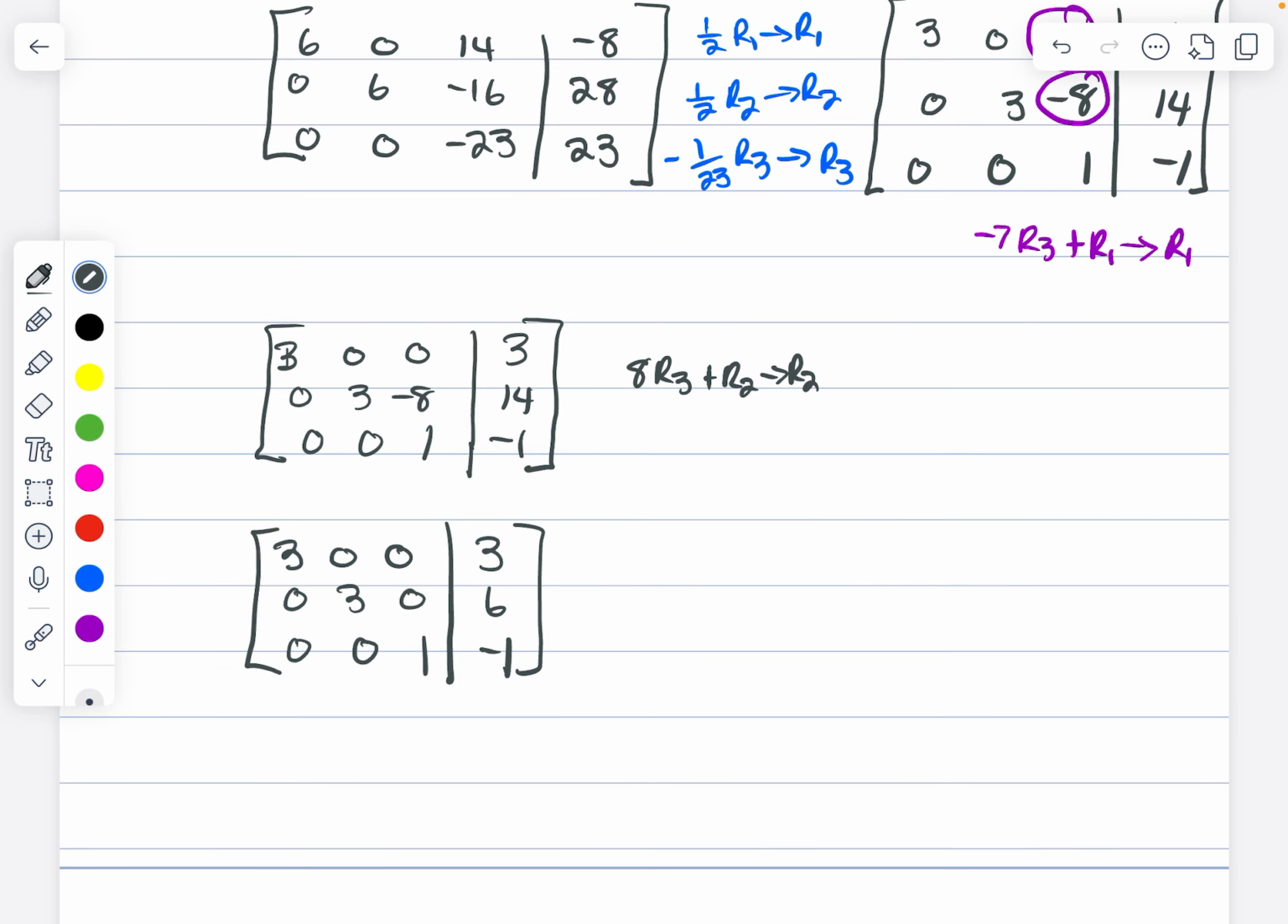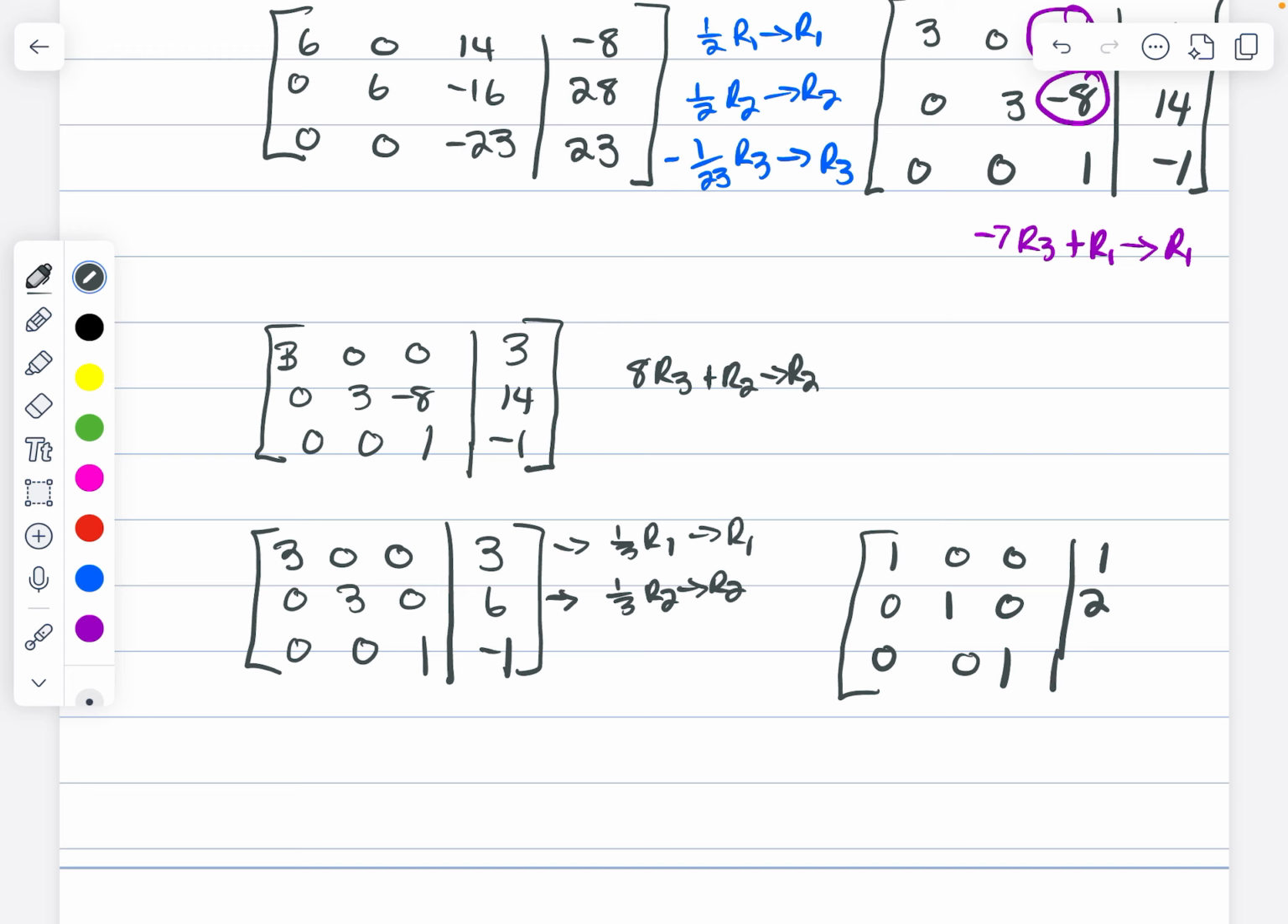And so we want our diagonals to be 1. So we would divide, I say divide, but multiply. We don't use division in matrices. So that's why we multiply by the reciprocal. So this would be 1 over 3 times row 2 and replace it in row 2. And then here we would multiply row 1 by 1 over 3 and replace it in row 1. And the result is 1, 0, 0, 1, and then 0, 1, 0, 2, 0, 0, 1, negative 1.